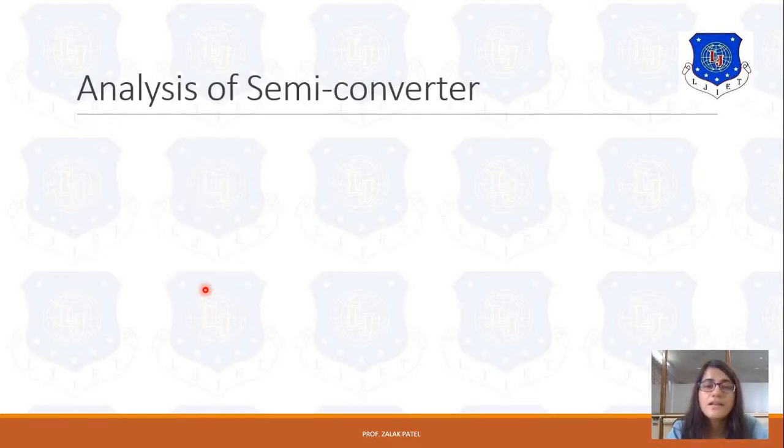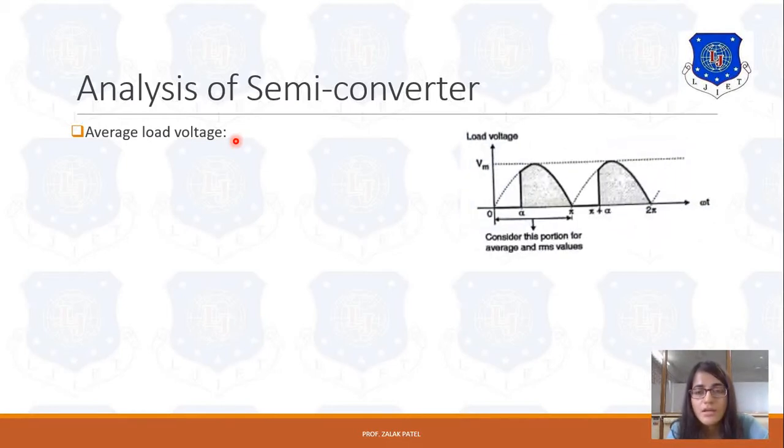In the analysis of the semi-converter, first we discuss the average load voltage. This is the same average load voltage that we already discussed in the half wave control rectifier. Here its waveform is like this, from alpha to pi and pi plus alpha to 2 pi. So this is the equivalent waveform of that semi-converter device.